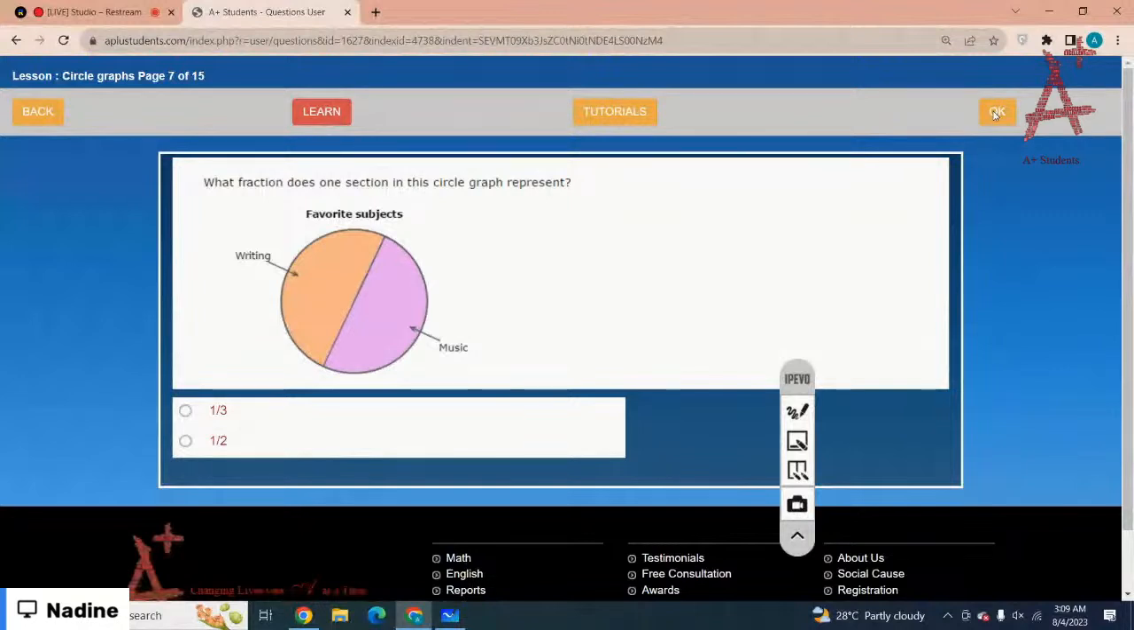What fraction does one section in the circle graph represent? Which is the correct option? The correct option is 1 by 2 because the graph has two sections. So each section is worth 1 out of 2. The correct option is 1 out of 2.